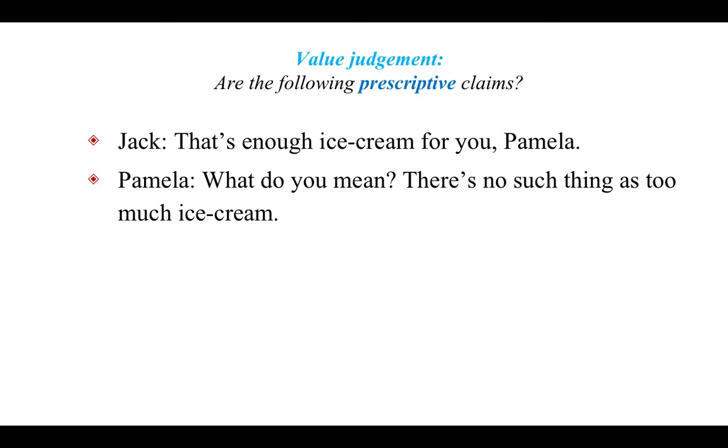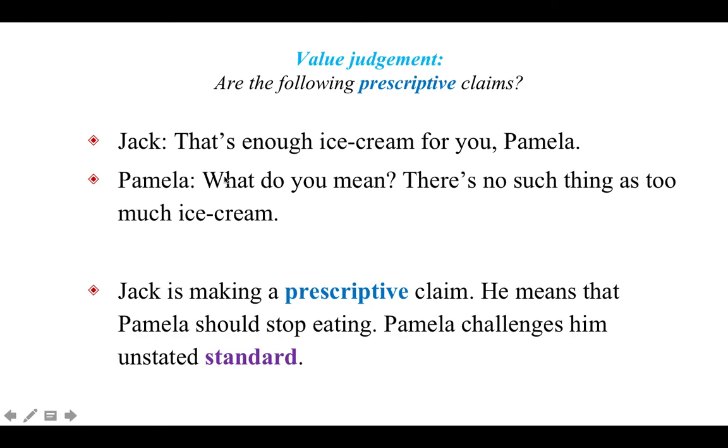"There's not enough ice cream for you, Pamela?" "What do you mean? There's no such thing as too much ice cream." So here, as you can see, Jack is saying that there's not enough ice cream for Pamela. But the problem is, how do you know if there is enough or not enough ice cream? So what he means is that Pamela actually should stop eating, right? He's prescribing to Pamela that you should stop eating now because there's too much ice cream for you.